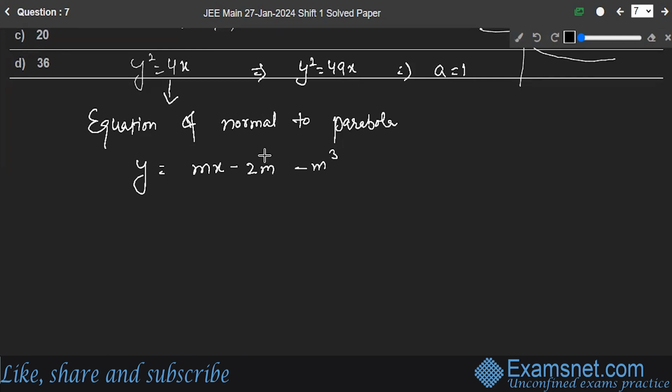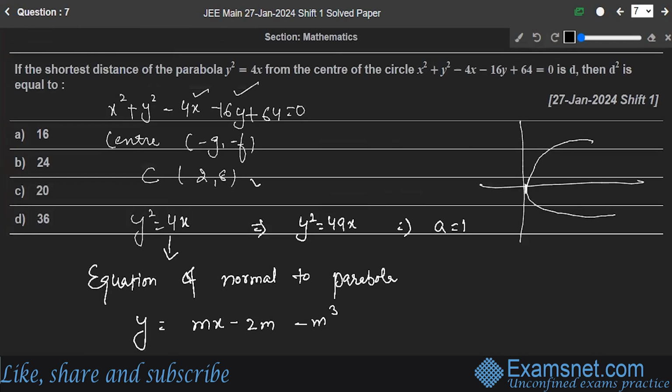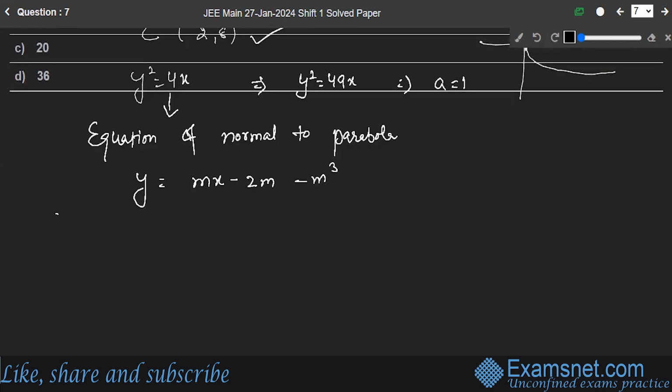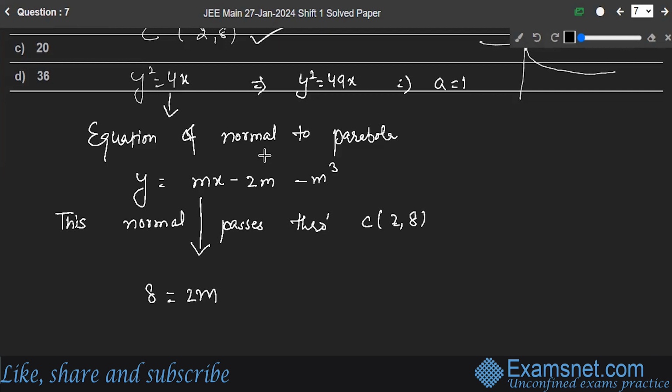Now, this normal passes through the center of the circle according to the question, 2, 8. So what will this equation now be? 8 is equal to m into 2 minus 2m minus m cube. From here, you will have m cube is equal to minus 8, or m will be equal to minus 2.